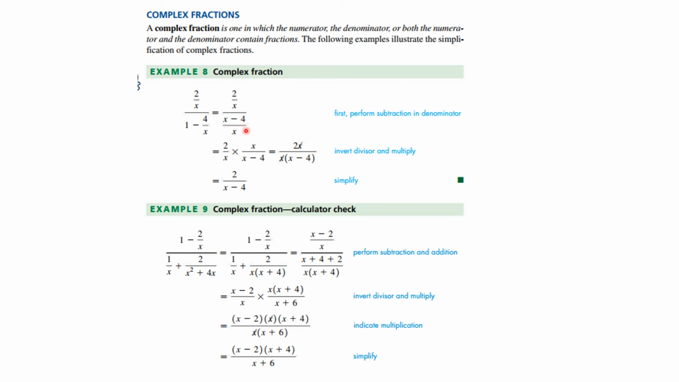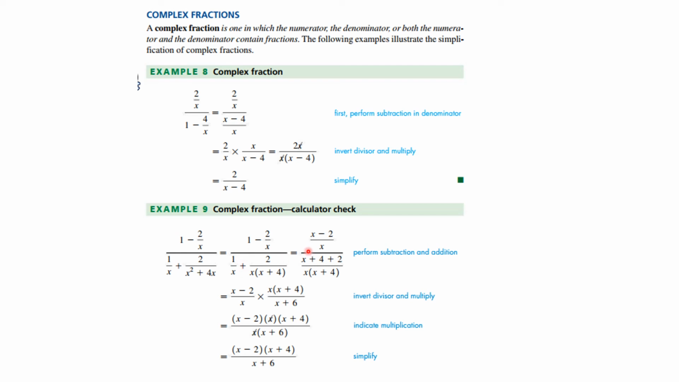But this is the top divided by the bottom. When you divide fractions, you invert and multiply. These x's are going to cancel one with another. They're a common factor. So the answer is 2 over x minus 4. Here both the numerator and denominator are fractions.